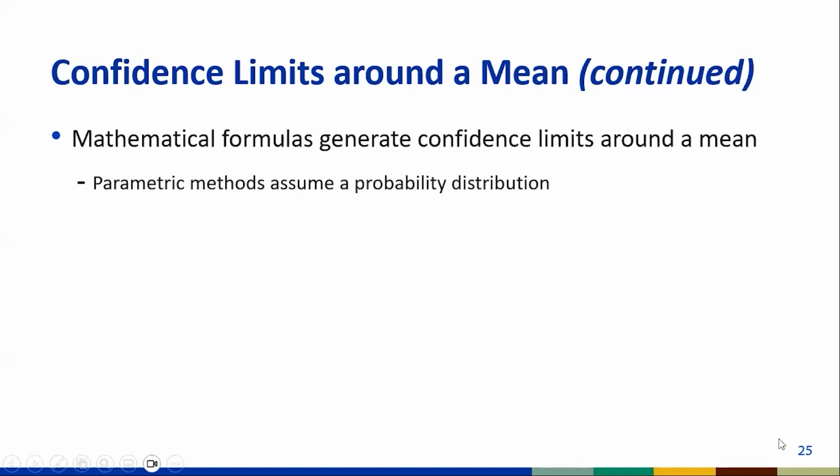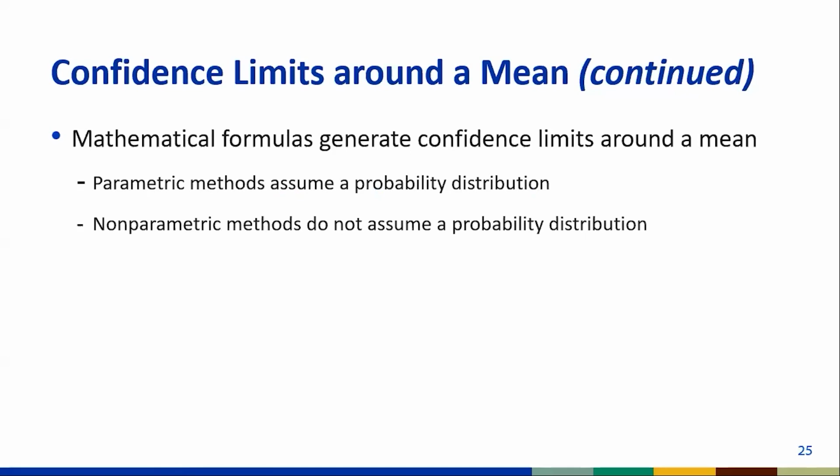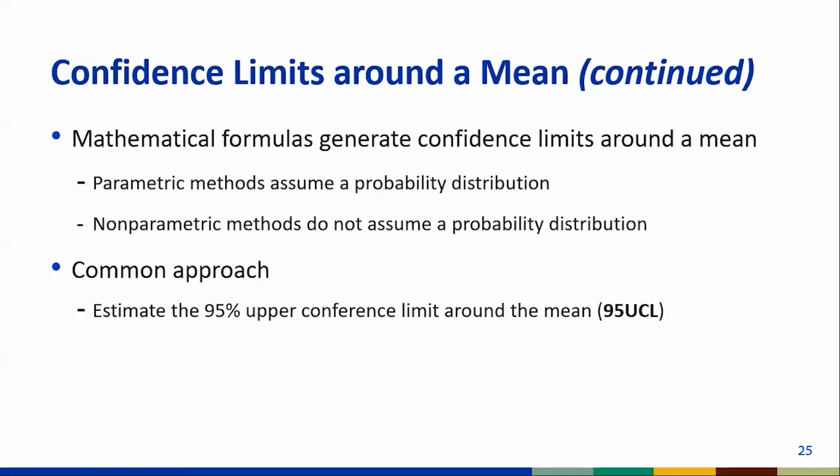Parametric statistical methods assume a specific probability distribution, such as normal, log normal, or gamma distributions. Non-parametric statistical methods do not assume a particular probability distribution. A common approach is to estimate the upper and lower 95% confidence limits around a mean. In many fields, scientists rely on the upper 95% confidence limit around the mean, or the 95 UCL, as a conservative estimate of the mean.